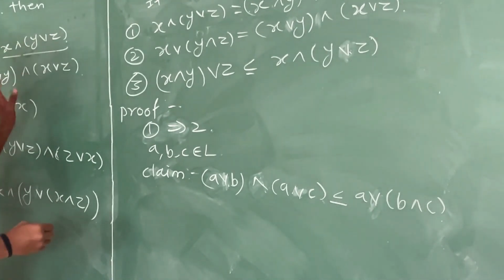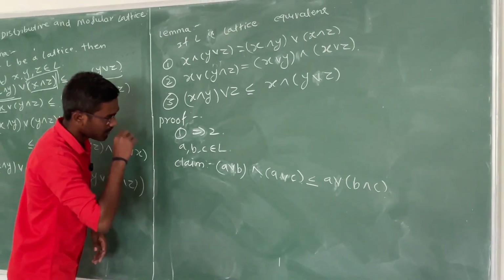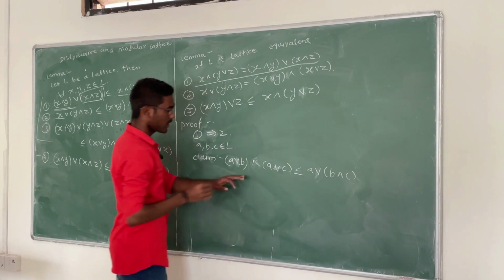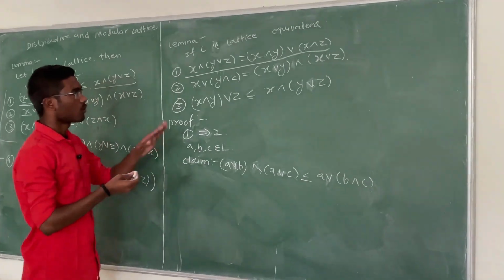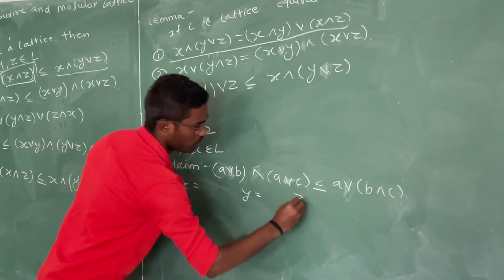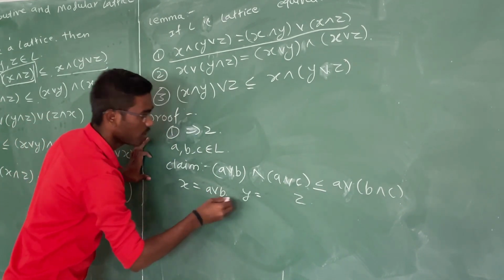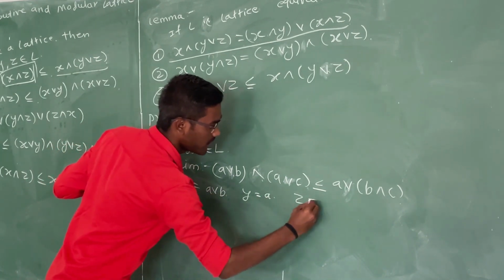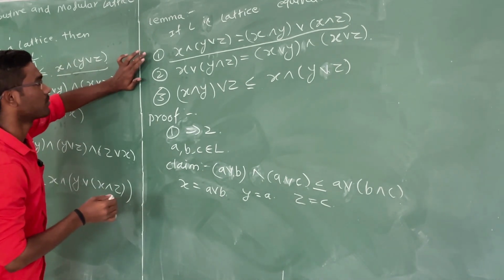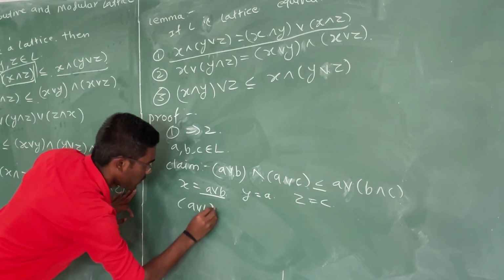The first one is already proved by this, I think. So for the second one, we will choose values of X, Y, Z that satisfy this property. So what can be chosen? X equal to A join B, Y equal to A, and Z equal to C. By putting these values in this inequality, we get X equal to A join B.